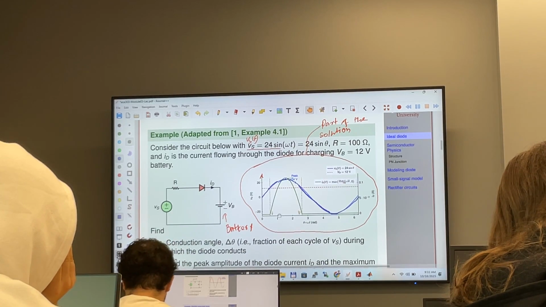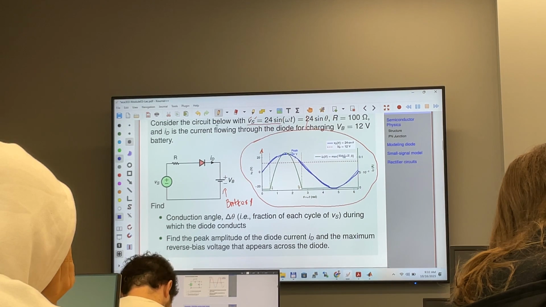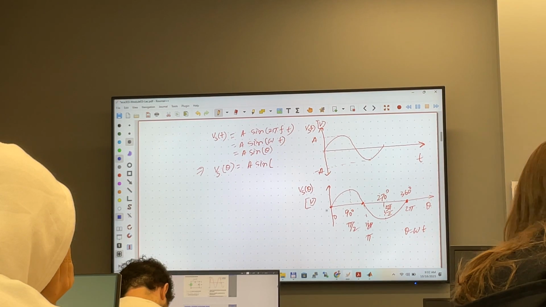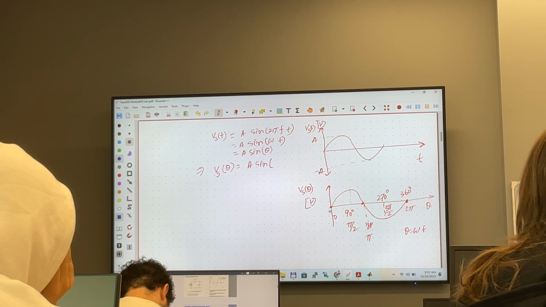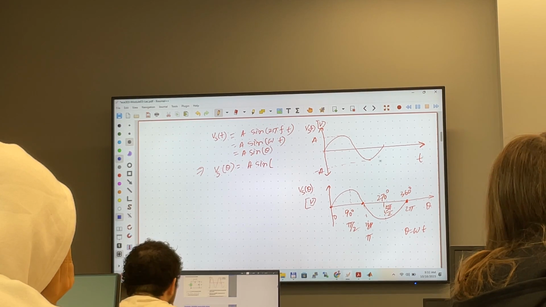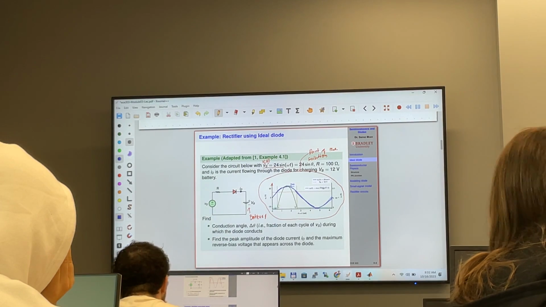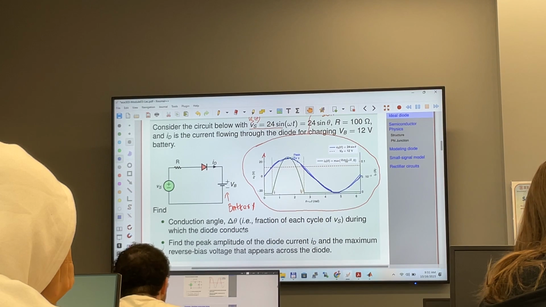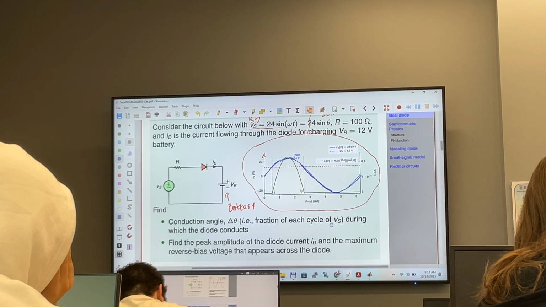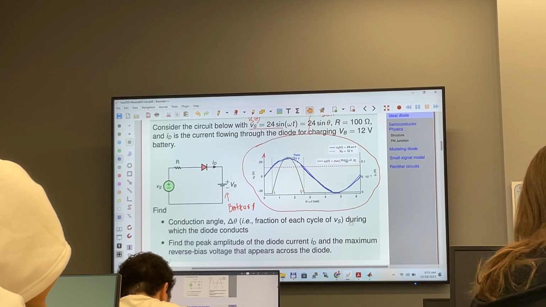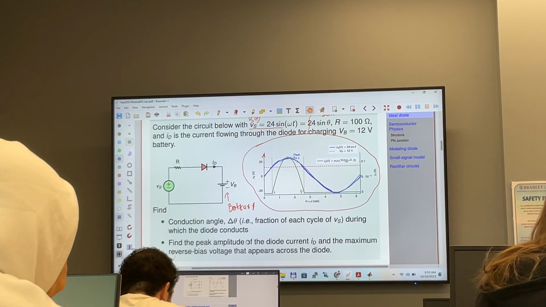So we want to find the conduction angle. Here the angle is 0, 90 degrees, 180, 270, 360, and so on. The conduction angle delta theta is the fraction of each cycle of V_S. So this is one cycle, and it is going to be the fraction of one cycle during which the diode conducts.